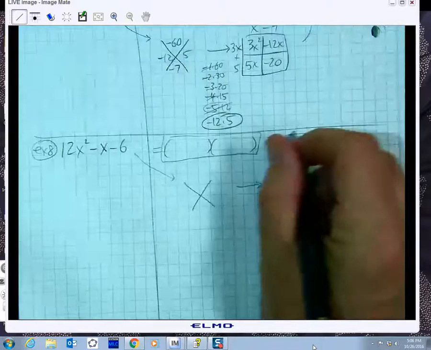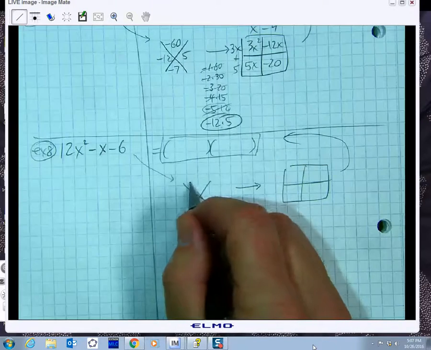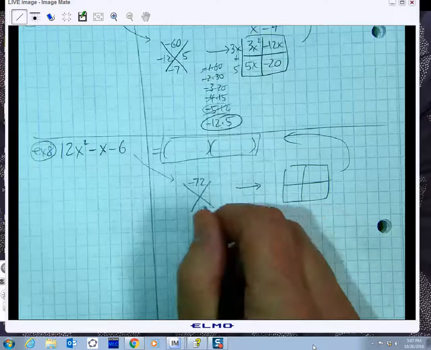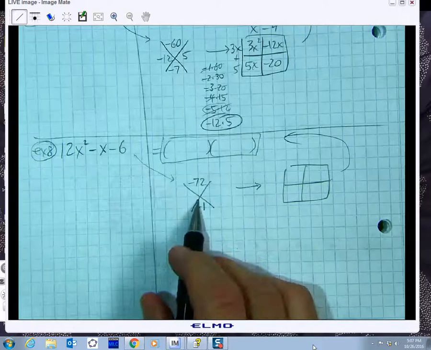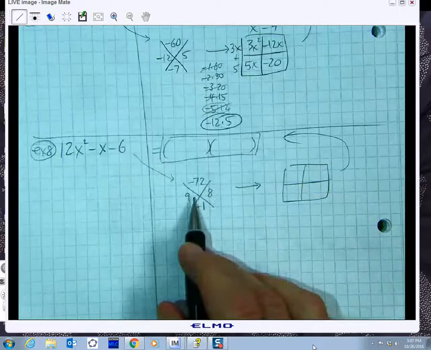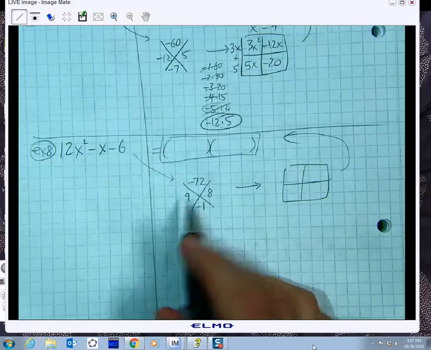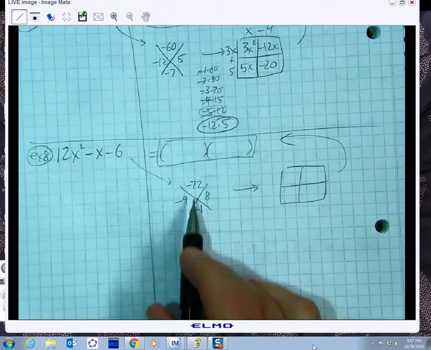Here goes. Multiply the A and the C. Looking for the factors that add to B. That's a -1 right there. I'm seeing 9 and 8 right away. They need to be opposite signs, and they need to add to get a negative. So I'm thinking -9, +8. Those multiply to get the top, they add to get the bottom. And we are in business.